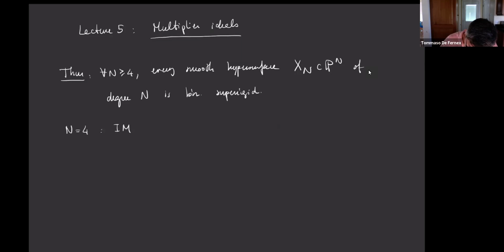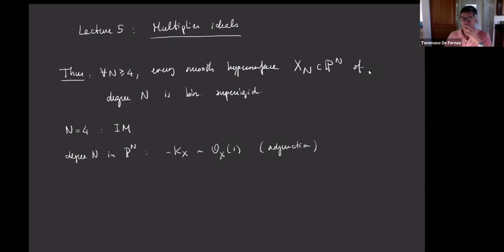is looking at degree n in P^n. It is what ensures that minus K_X is isomorphic to O_X(1), and this is by adjunction. So that's the right assumption. That's why we look at this. This is the last degree for which X is Fano. If you go one degree higher, then it's Calabi-Yau.